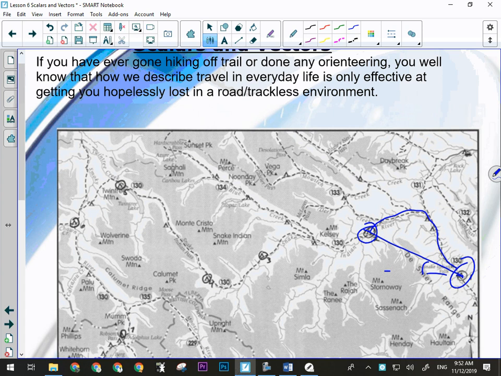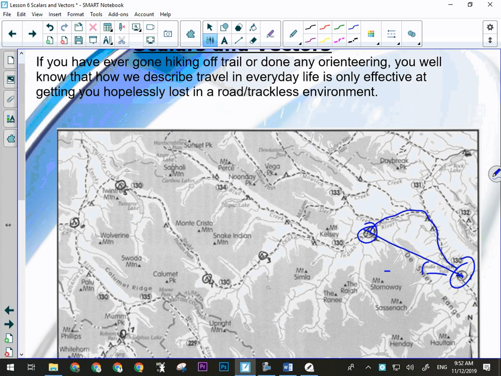Because there's, well, rivers, which usually have deep canyons, glaciers, big tall mountains to climb over. It's not a three-dimensional map. So yeah, I wouldn't go that way. It makes more sense to give me a scalar description of how to get to Snake Indian Falls Campground than it does to give me a vector description.